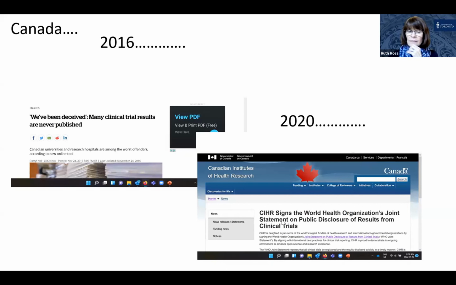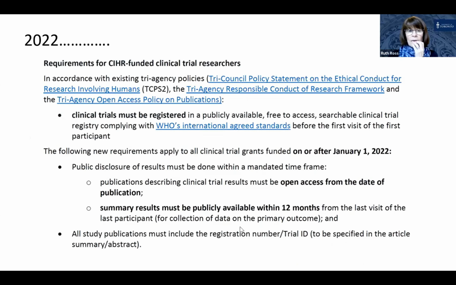But CIHR, the Canadian Institutes of Health Research, which funds a lot of these trials, has now signed up to this World Health Organization joint statement, and so there's now a legal requirement for actually reporting clinical trial outcomes. And so this is just anyone who gets funding from this research organization to conduct a trial then has to register the trial and then has to make the summary of the results publicly available within 12 months of the last visit of the last participant. So if they're conducting a clinical trial, and the last patient completes the trial, within 12 months they're actually required to publish a summary of those results. So that would include obviously negative results, so where things hadn't worked.